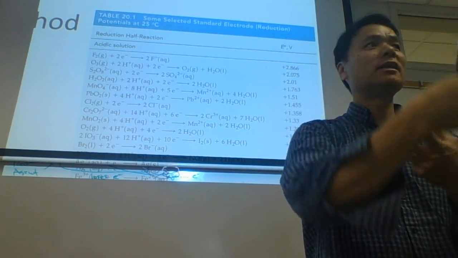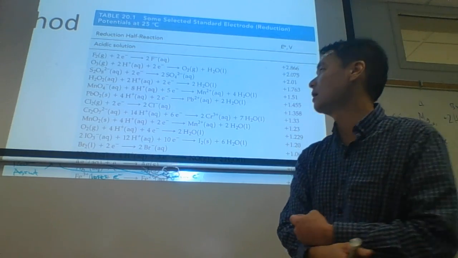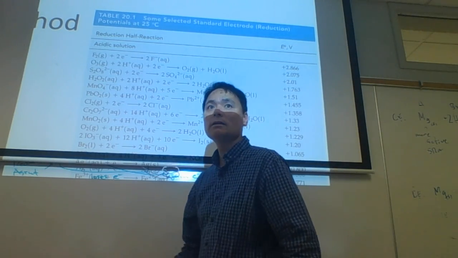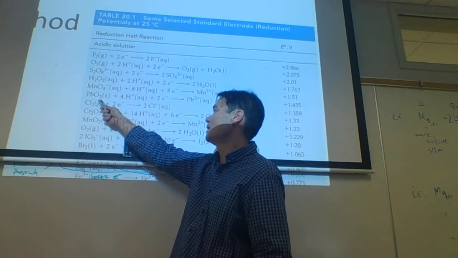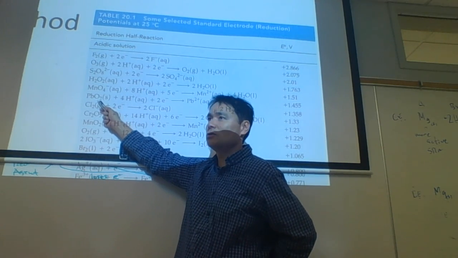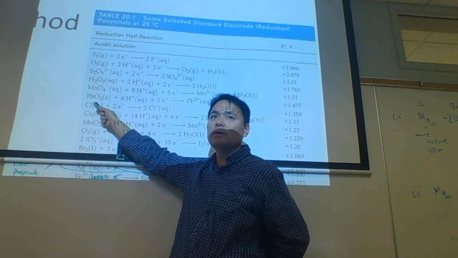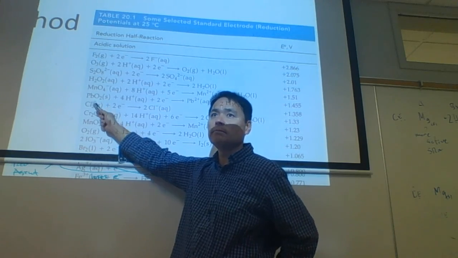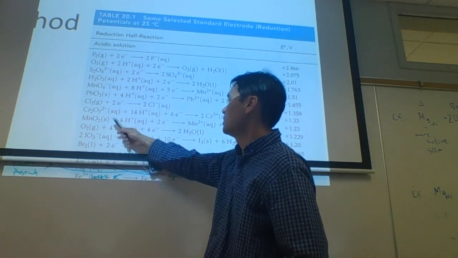Why is it 4? Because each oxygen is -2. You have 2 of them, so -2 times 2 is -4. This has got to be +4. You only have 1 lead. What's this one?